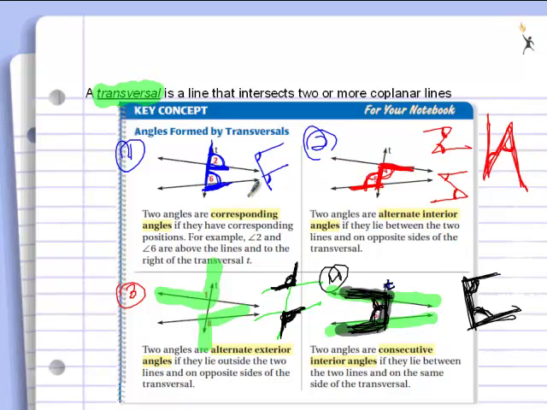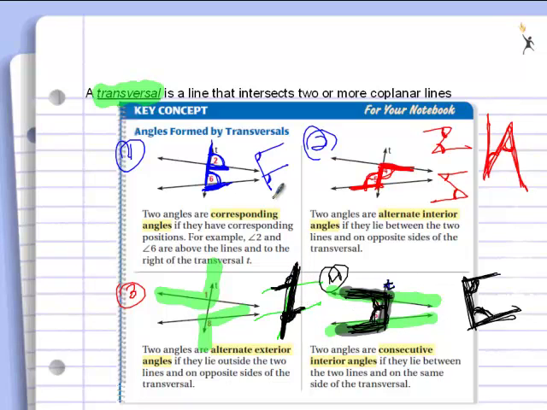Letter F identifies corresponding angles. Letter Z identifies alternate interior angles. Letter C identifies consecutive interior angles. And then we have the goofy one, the alternate exterior. And it's pretty easy. If they're not an F, Z, or C, then it's probably alternate exterior. Make sure that you remember alternate exterior are on opposite sides of the transversal. That's what makes them alternate interior or alternate exterior.